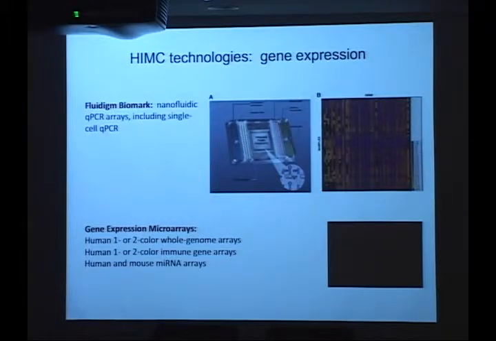Okay, moving on to the gene level. As I mentioned, we do conventional microarrays now, both 1 and 2 color platforms, depending on the application. Human and mouse, we do miRNAs, and we have even an immune-specific array. But these are, if you will, old hat technologies. The thing that we like to do most in the genomics area these days is the Fluidigm Biomark assay, which you may be familiar with.